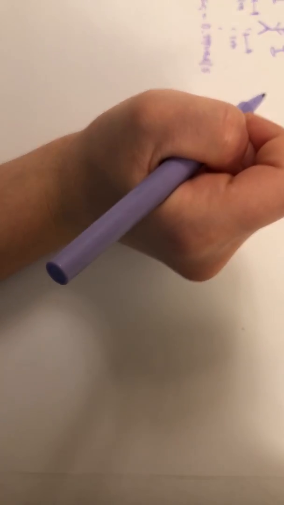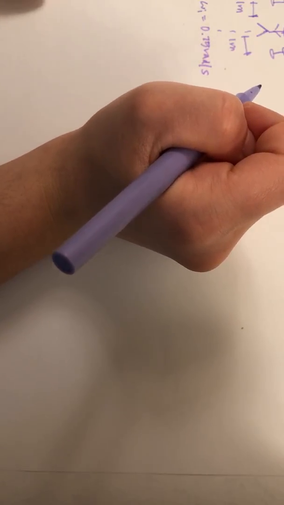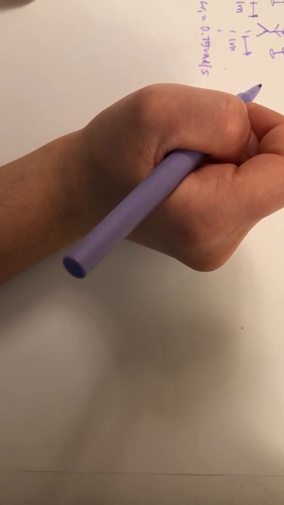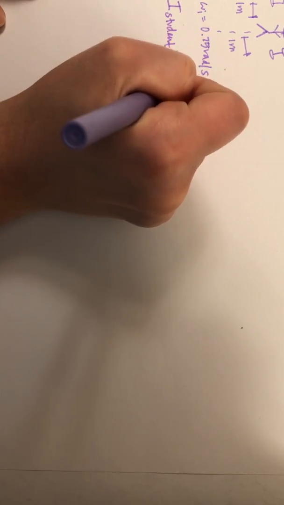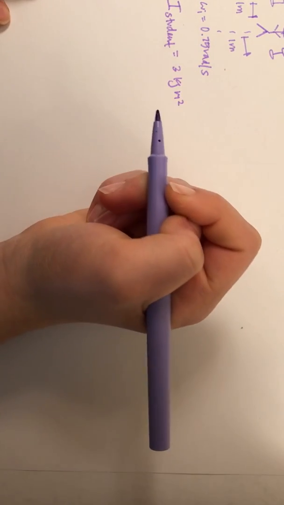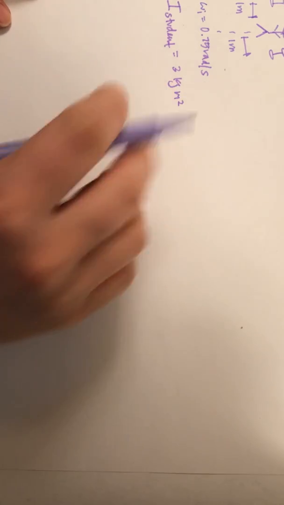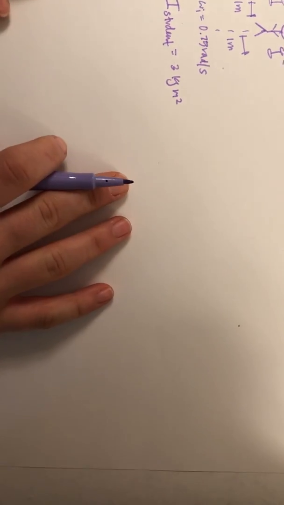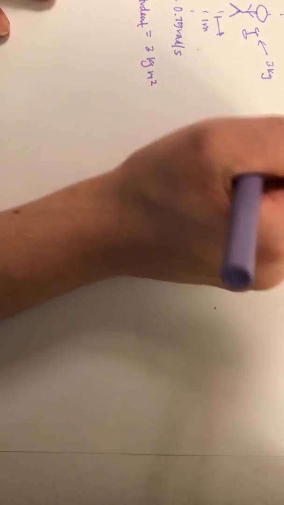The moment of inertia of the student plus stool is 3 kilogram meters squared and is assumed to be constant. So the moment of inertia of the student is 3 kilogram meters squared. The student pulls the dumbbells inward horizontally to a position 0.3 meters from the rotation axis.